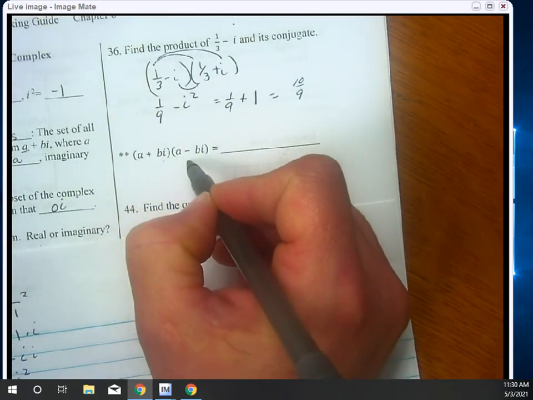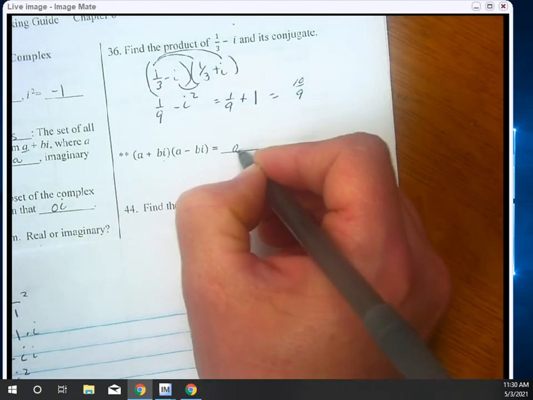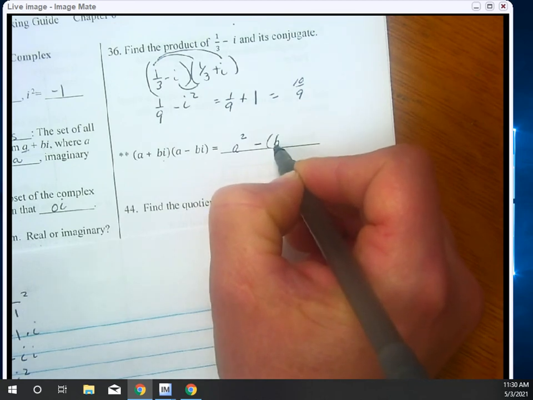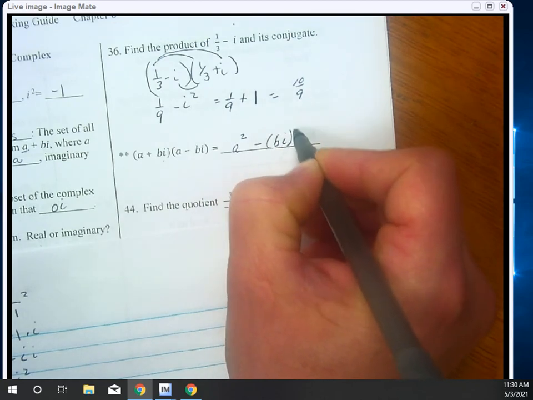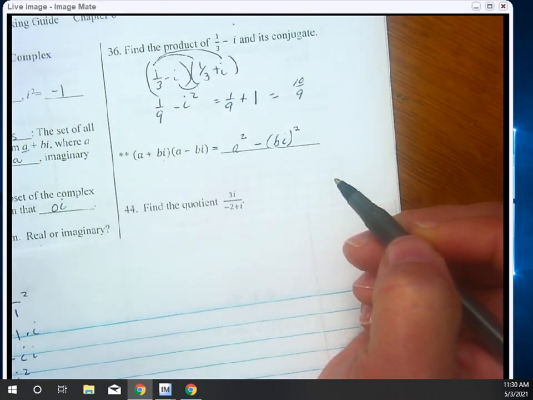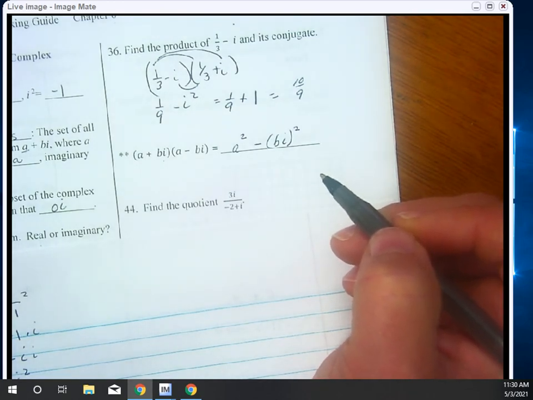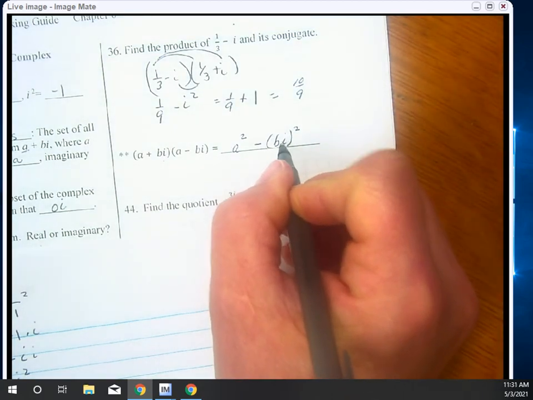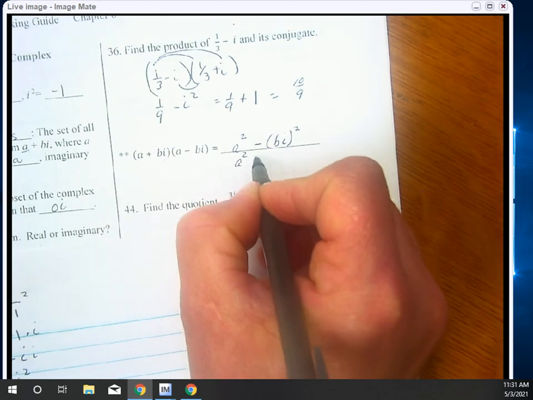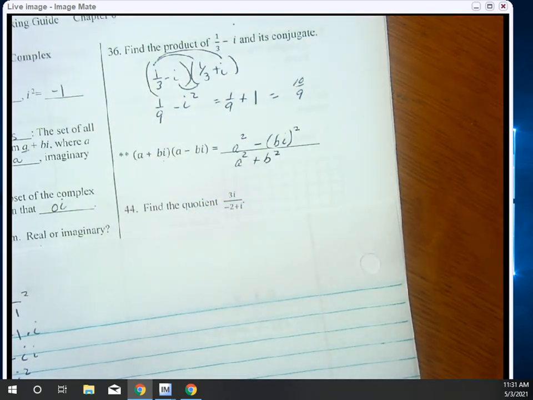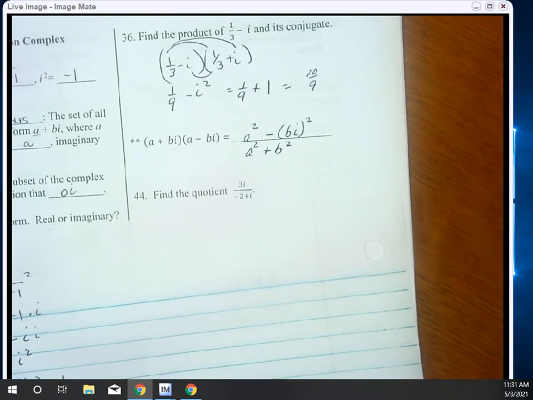a plus bi and a minus bi is a squared minus bi squared. And when you do your a plus bi squared, then you're going to have this middle one as a positive. a squared plus b squared. Any problems with that?